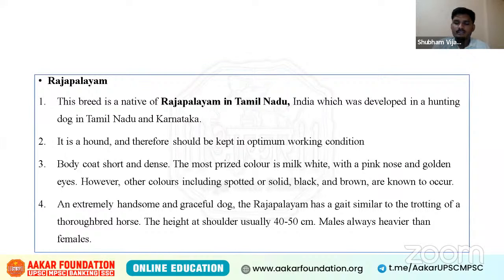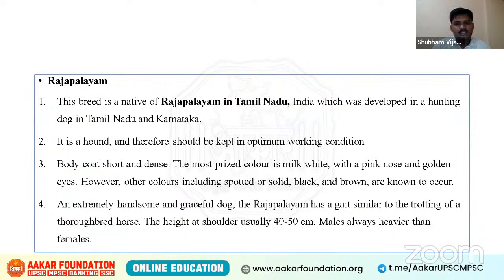This place is in the Tamil Nadu state, India, and the Rajapalayam was developed as a hunting dog in Tamil Nadu and Karnataka also. It is a hound and therefore should be kept in optimum working conditions. Then the characteristics: body coat is short but dense. Mostly it is a milky white with a pink nose and golden eyes. Other colors include spotted, black, brown, anything.